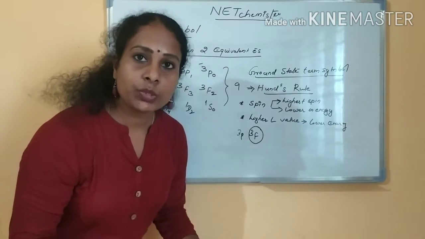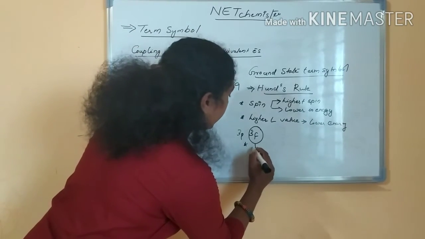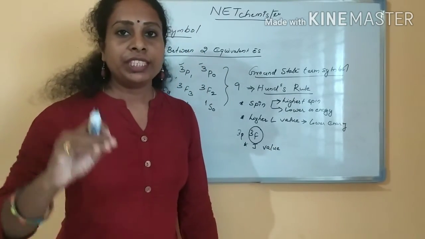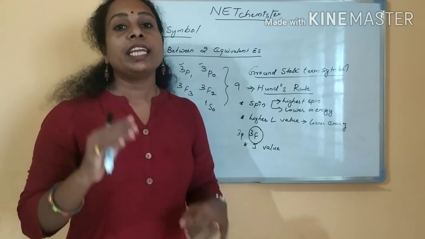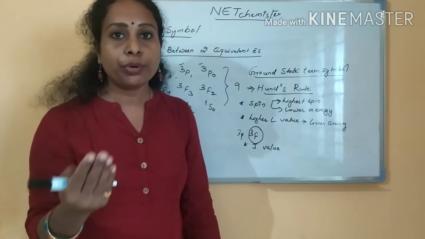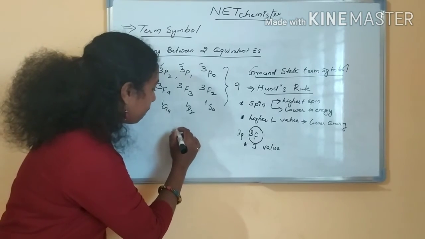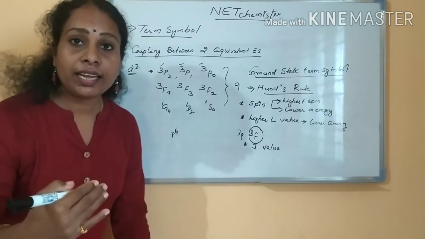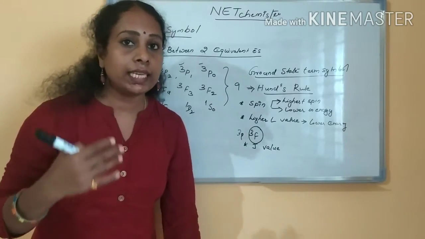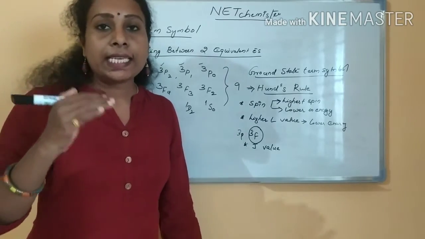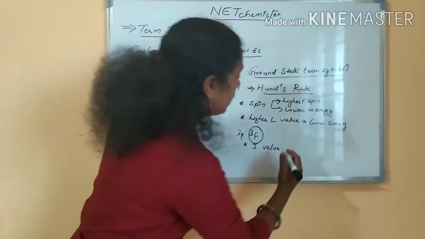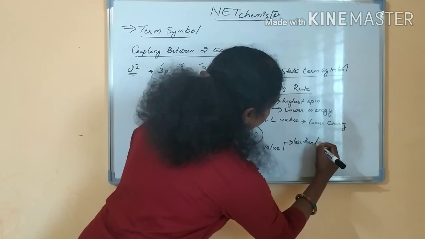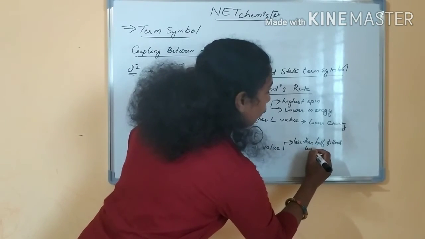Next is the J value. What about the J value? There are two conditions. If it is less than half filled, you know, right? P can accommodate 6 electrons in total. Less than half filled means fewer than 3. For the P orbital case, if it is less than half filled, you have to consider the lower J value.